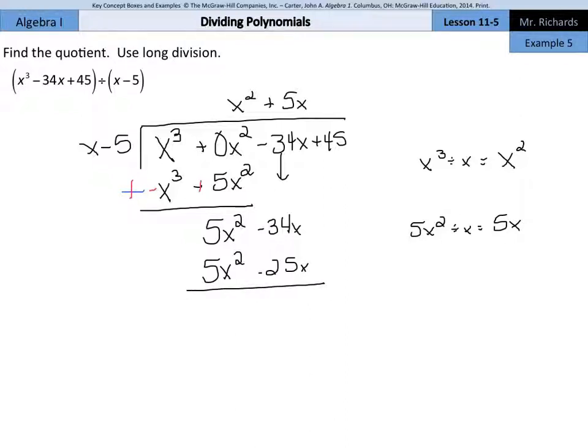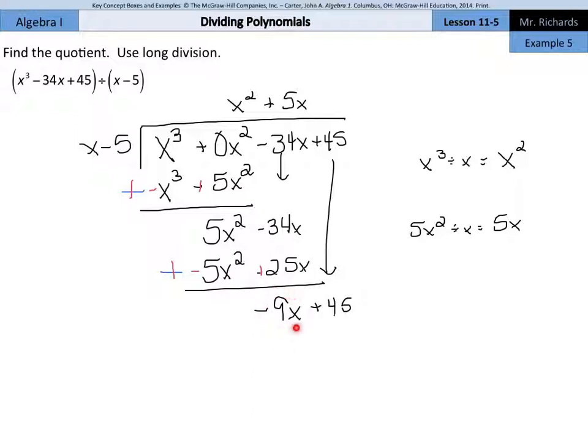We are going to be subtracting these. But if we were to add the opposites, we're left with negative 34x plus 25x, which is negative 9x. And the 5x squared plus negative 5x squared cancels out. Bring down this 45, so plus 45. And we can continue on to our next step.